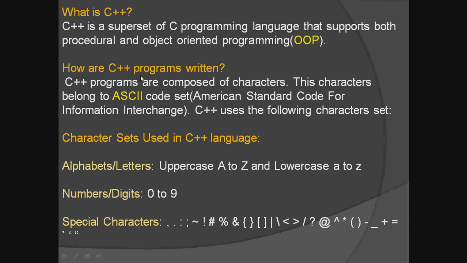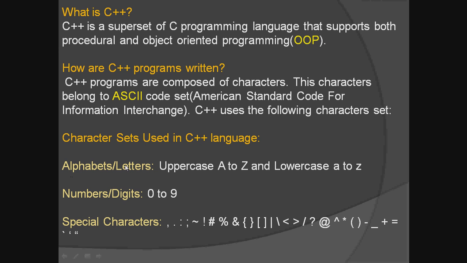Now, how are C++ programs written? So C++ programs are composed of characters. These characters belong to the ASCII code set, or American Standard Code for Information Interchange, which we have already seen if you remember in the number system. So C++ uses the following character sets. Using these character sets, we can write down the C++ programming language.